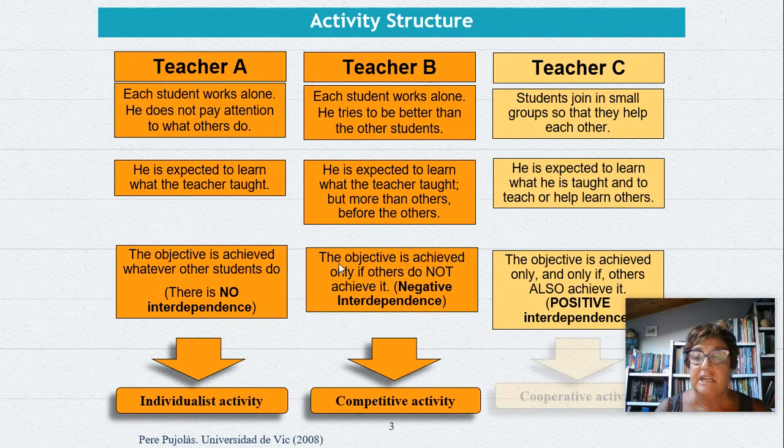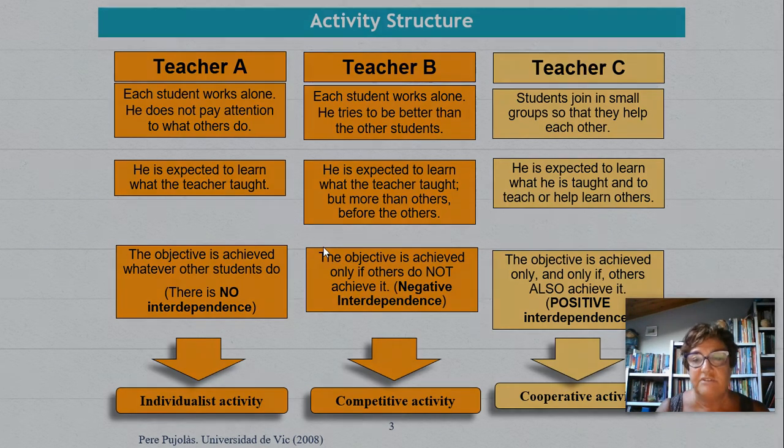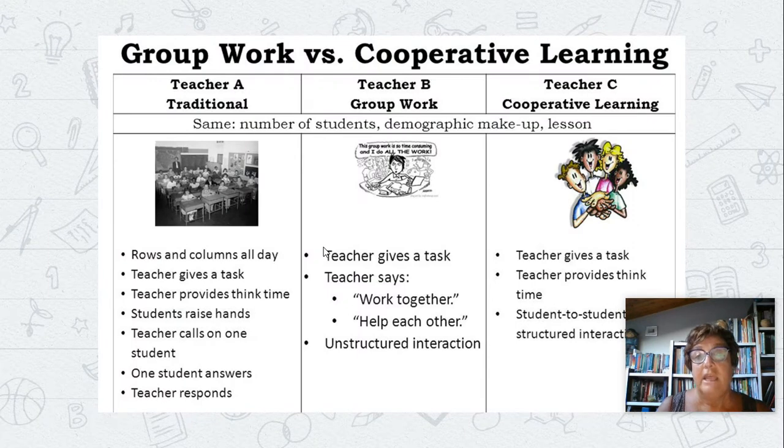What is the difference here? The difference basically is that, of course, the student is expected to learn what he is taught, but he is also expected to help the other members of the team learn everything. So the objective is only achieved if all the members of the group have been able to achieve this final objective. Again, we have to talk about the difference between group work and cooperative team.